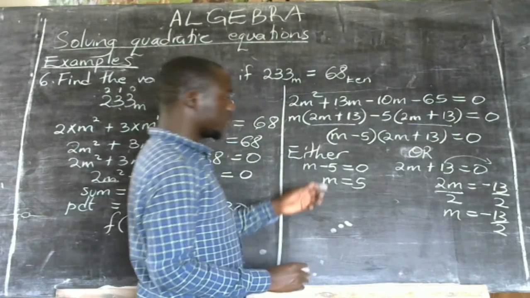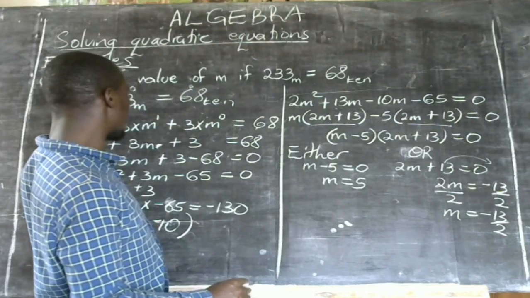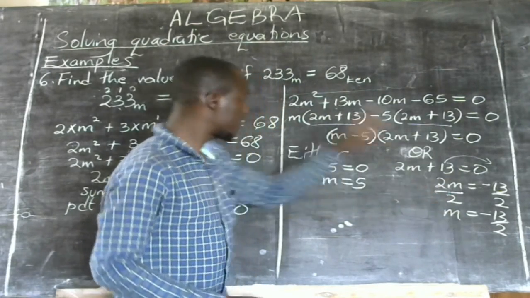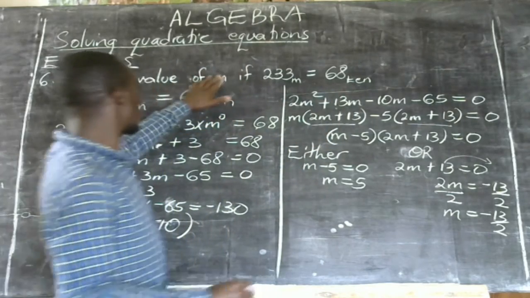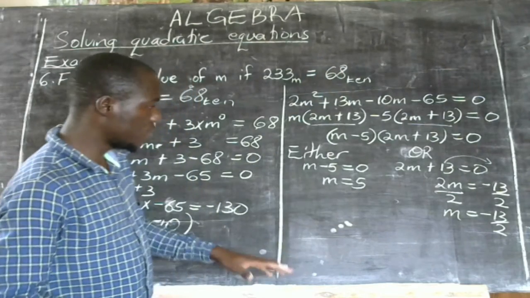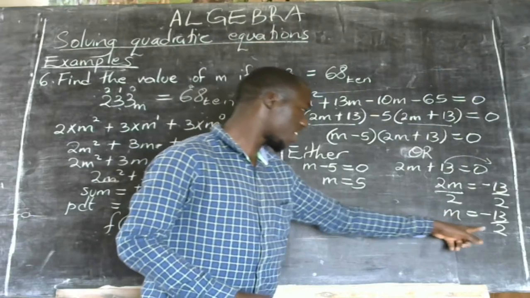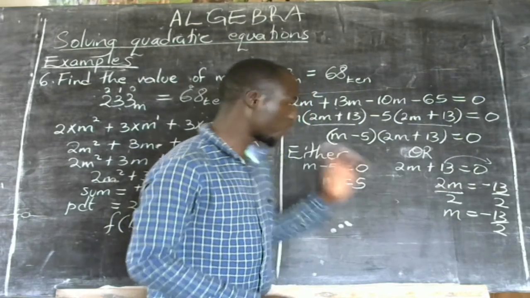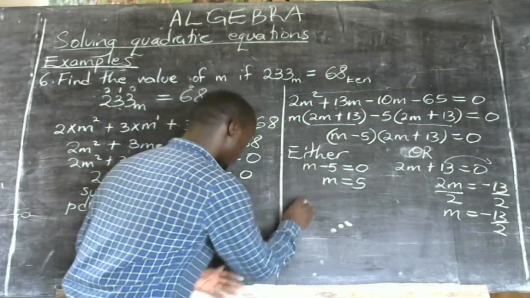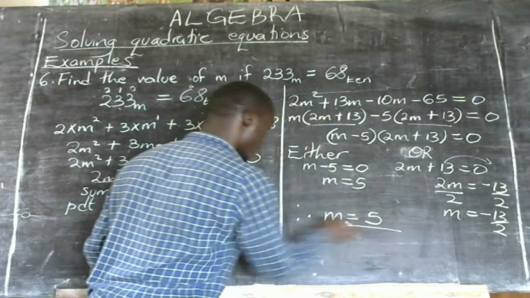Now, solving the quadratic equation, these ones are the two answers. But for this particular question, they said find the value of m if this is equal to that. Now, you cannot have a negative base. So we are going to eliminate this answer because the question was not to solve the quadratic equation. Therefore, the final answer of m is 5.